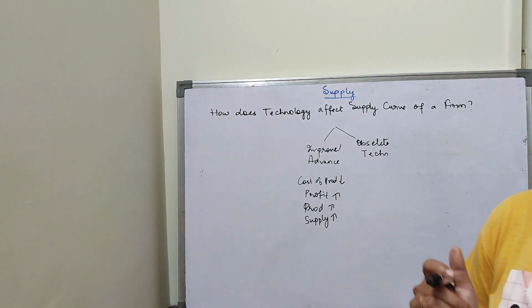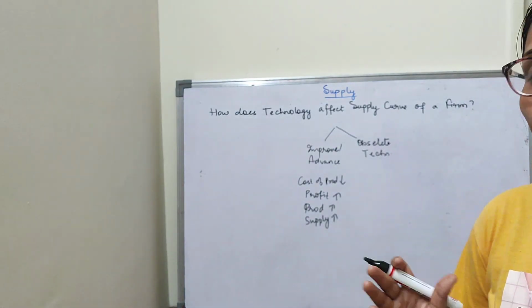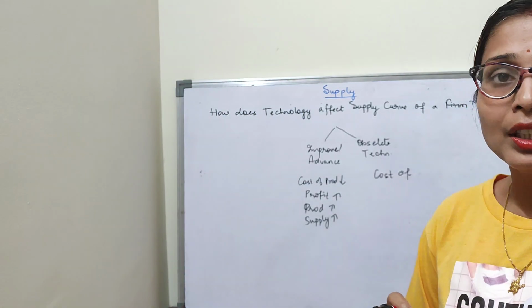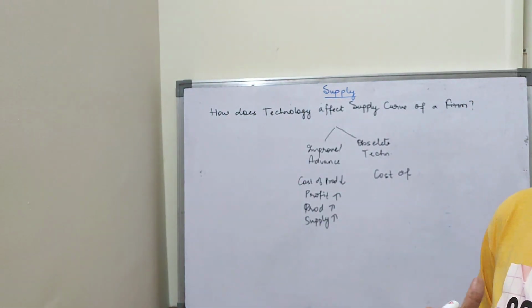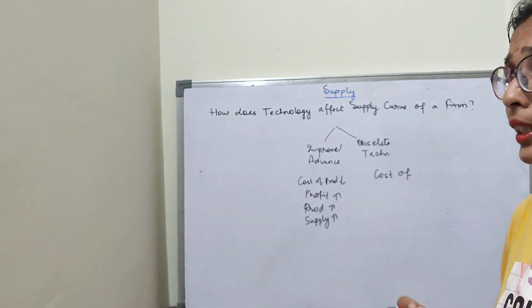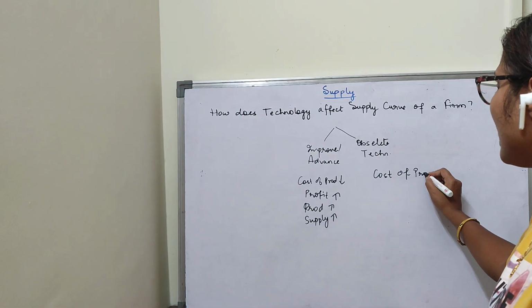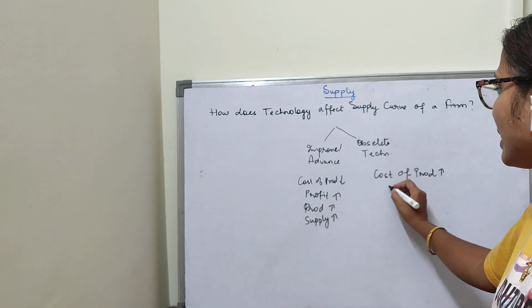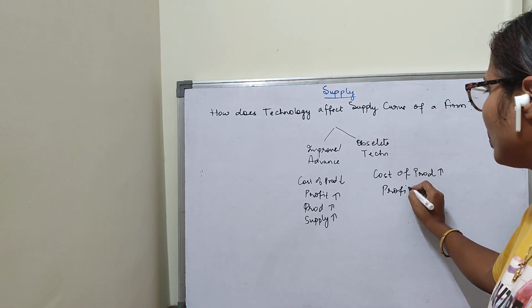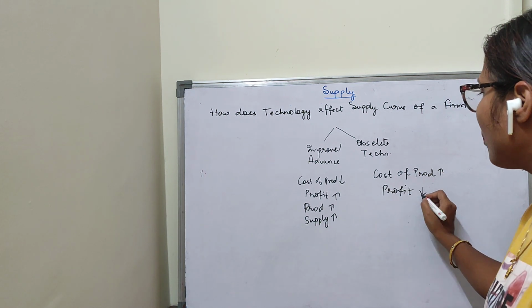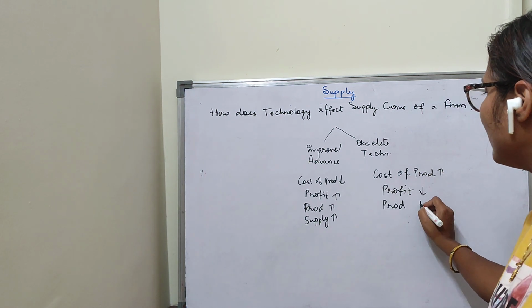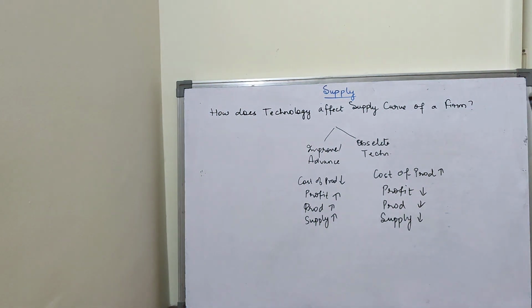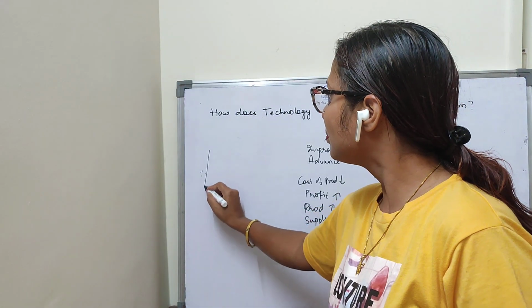Obsolete technology, that means the old one. If I am running a company and I am using the old version of the technology, what happens? Cost of production rises, and when cost of production rises, the profit of the producer falls, and when profit falls, production falls, and when production falls, supply also falls. Clear? Now you see the diagram.